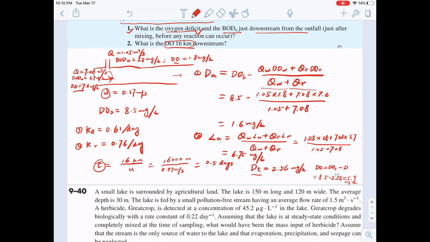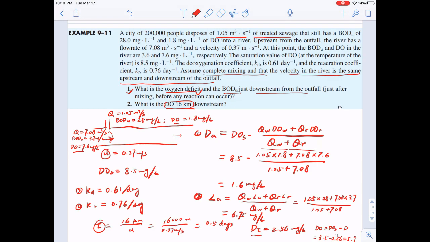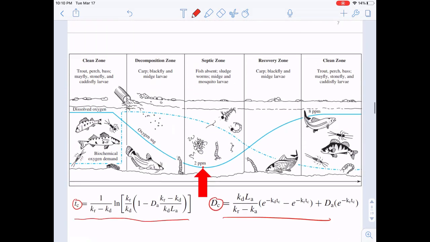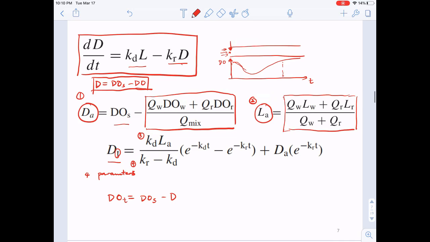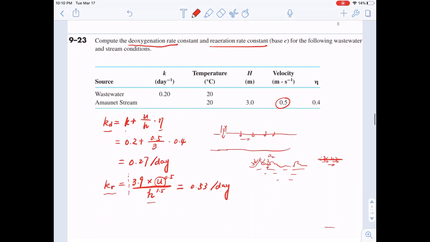And your homework problem actually uses the same concepts here. We should first find out what these four parameters are, and then plug these parameters into the equation for calculating the oxygen deficit, and then we can further determine the dissolved oxygen concentration. I think for one of the problems, it's probably 9-29 here.